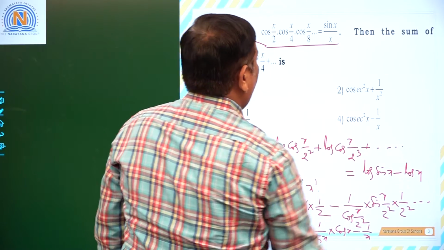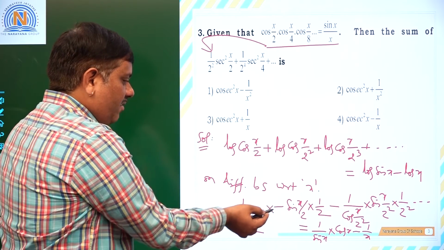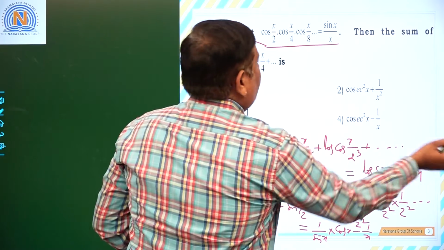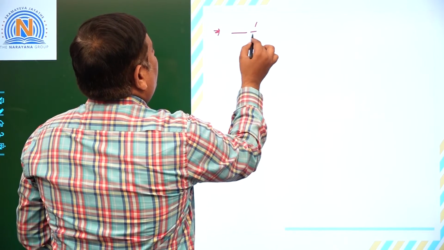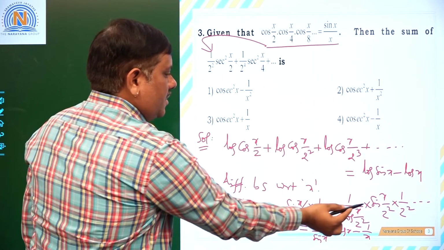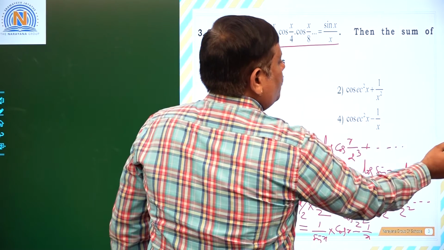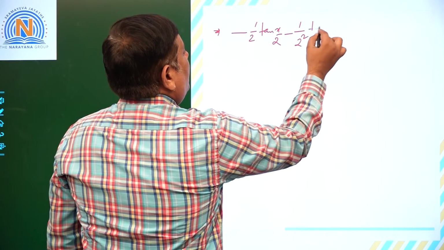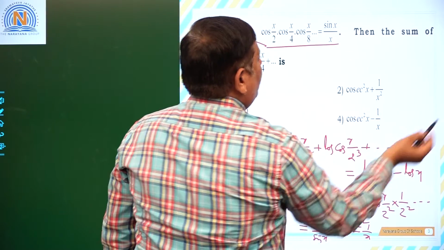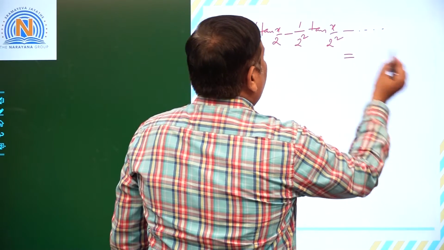So what do we have now? We have 1 by x square. If you look at this, this is nothing but minus 1 by 2 times of tan x by 2, minus 1 by 2 square times of tan x by 2 square, minus so on. That is going to be, what do you have? Cos x by sin x, that is cot x minus 1 by x.